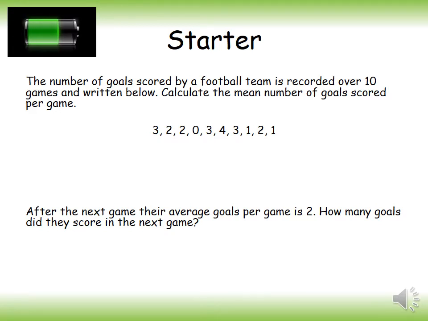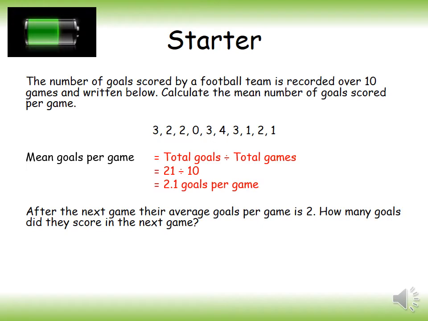So to calculate the mean, we just merely need to add up the total and divide it by the number of games. So the total goals is 21, and there were 10 games played, so 21 divided by 10 is 2.1 goals per game. Okay, although it isn't possible to get 0.1 of a goal, but that's averages for you.